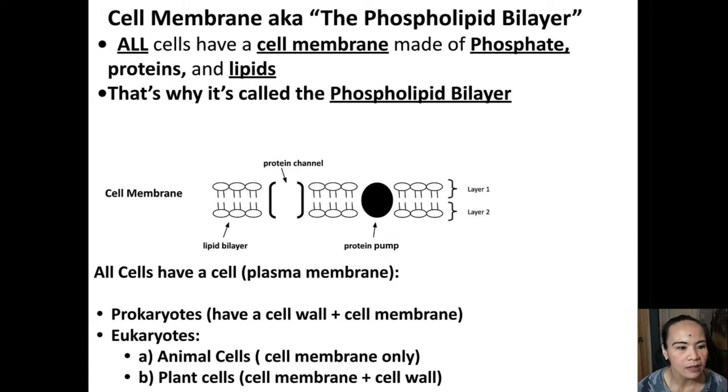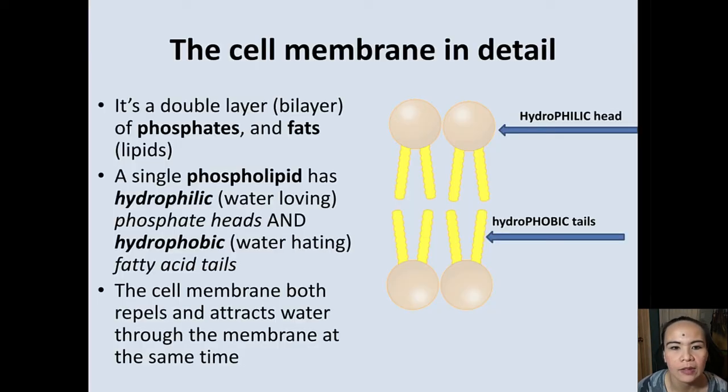Now, all cells have a plasma membrane. Prokaryotes, on the other hand, have a cell wall and cell membrane. Now, eukaryotes, for animal cells, they only have a cell membrane, and for your plant cells, they have a cell membrane and a cell wall. Now, let's take a look at the cell membrane in detail.